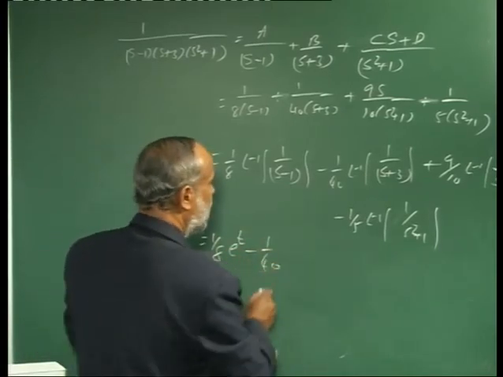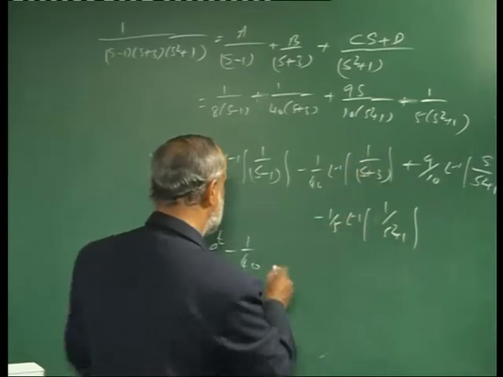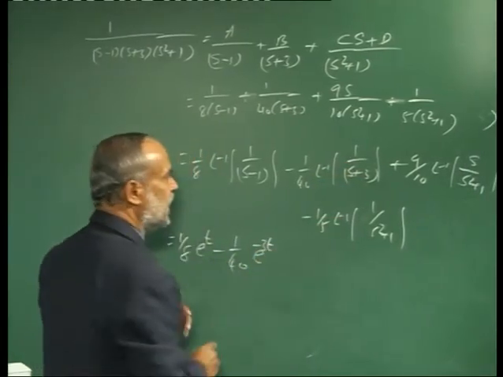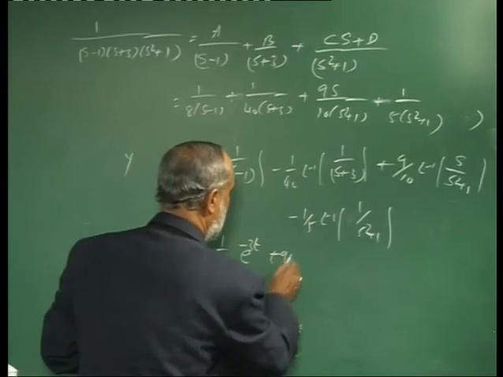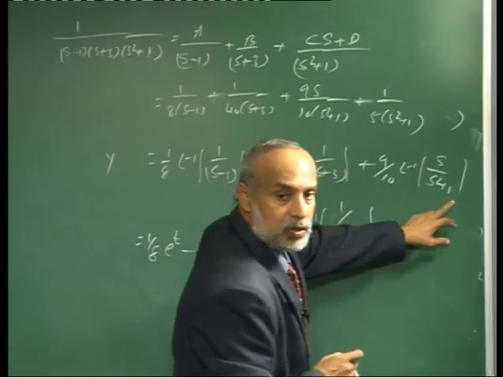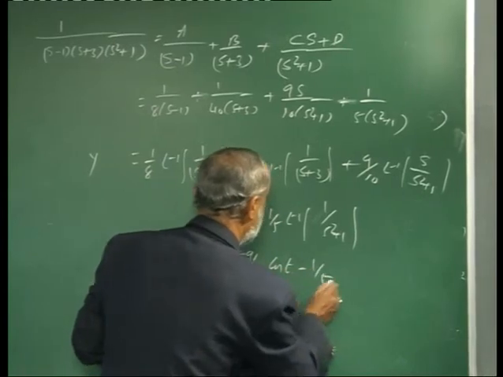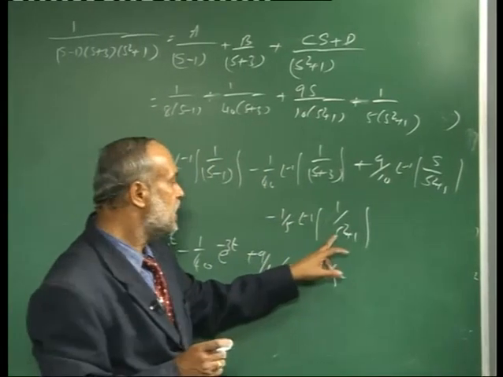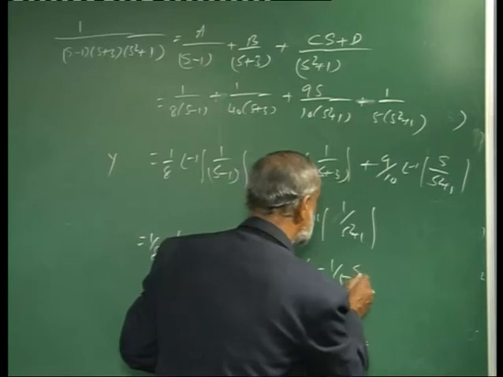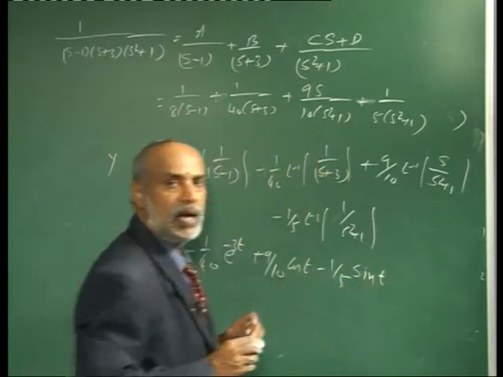Minus 1 by 40 L inverse of 1 by s plus 3 is e to the power of minus 3t, plus 9 by 10 L inverse of s by s squared plus 1 can be written as cos t, minus 1 by 5 L inverse of 1 by s squared plus 1 can be written as sin t. This is the required answer.